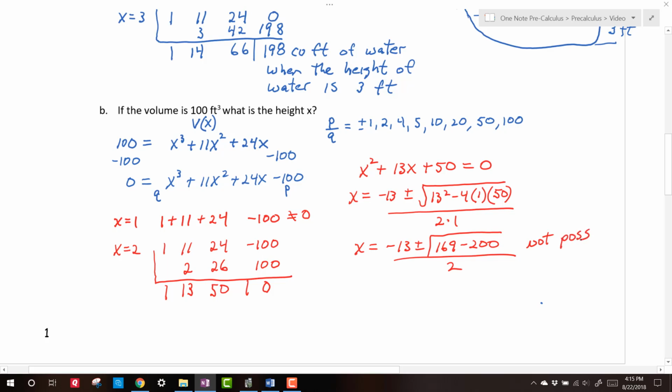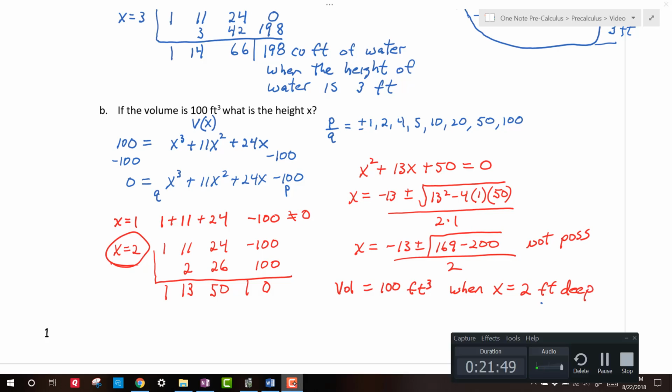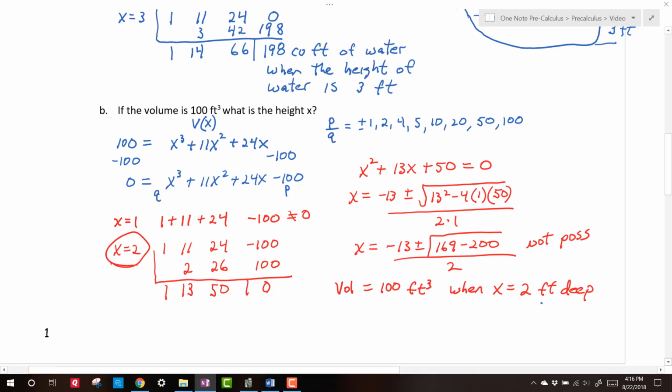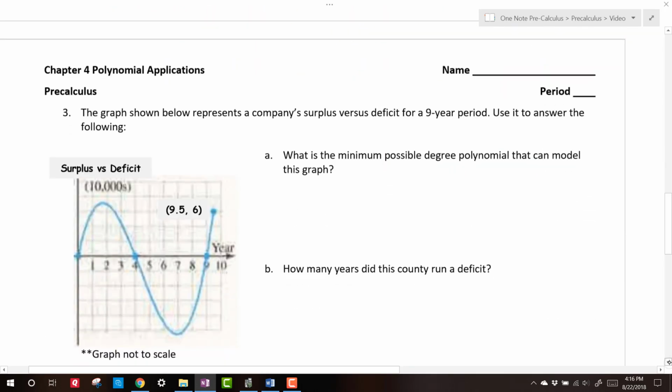All right, so I know that my answer has to be x equals 2 feet. All right, so volume equals 100 feet cubed when x equals 2 feet deep. All right? So let's go on to the next page and see what we got going here.